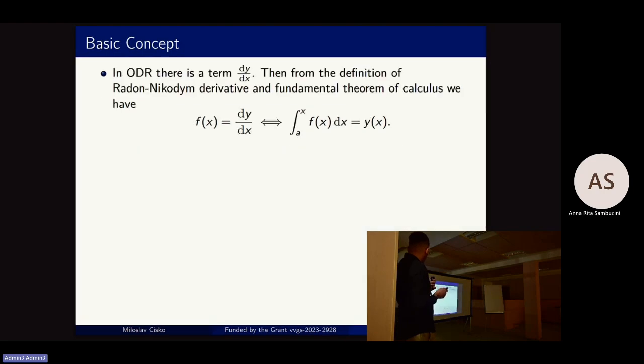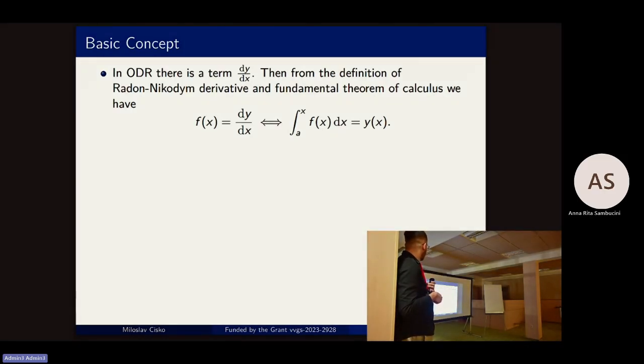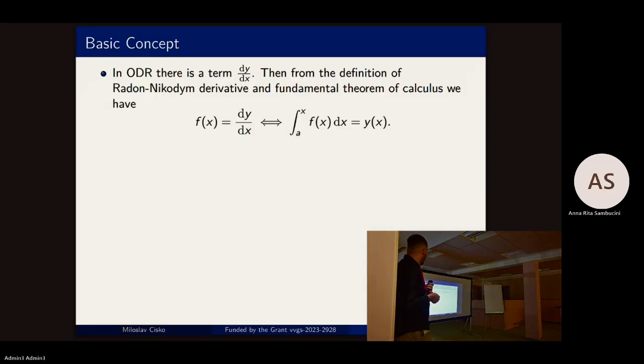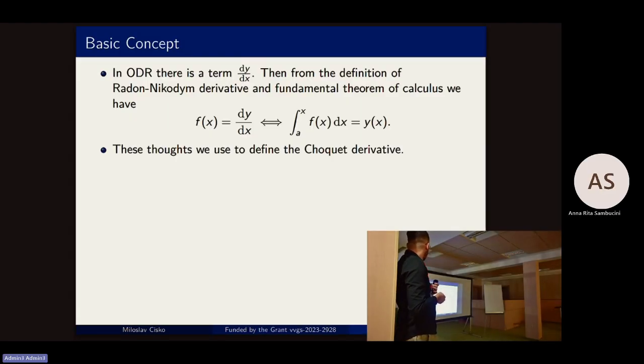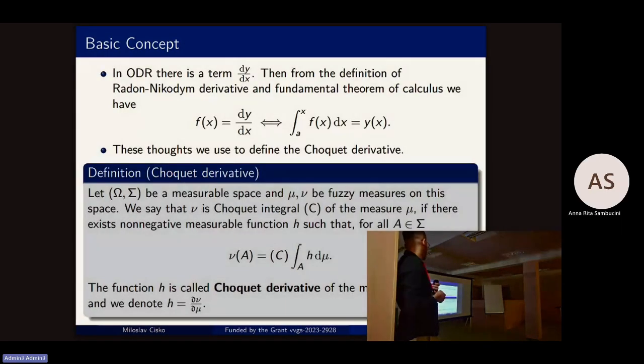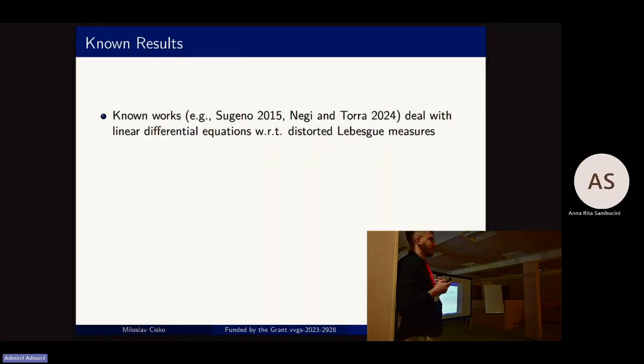Yeah, that's it. And how to switch from the integral to the differential equations. So the motivation is in the Radon-Nikodym derivative, which has a relation between the derivative and the integral. So we want to do something so-called Radon-Nikodym Choquet derivatives, where this integral wouldn't be Lebesgue, but the Choquet. So it is some kind of inverse relation to the Choquet integral.